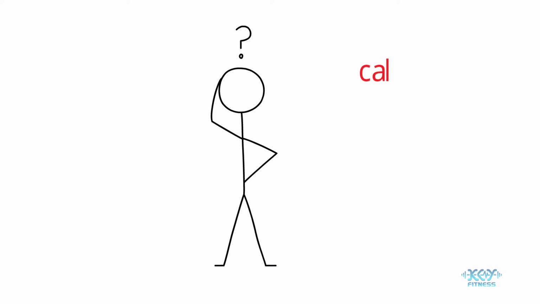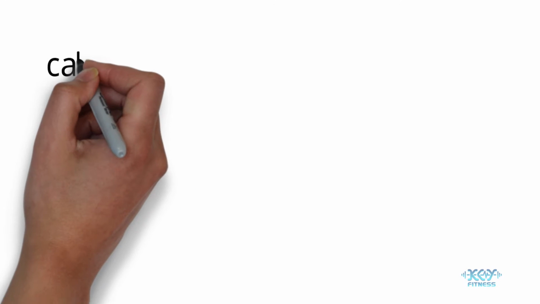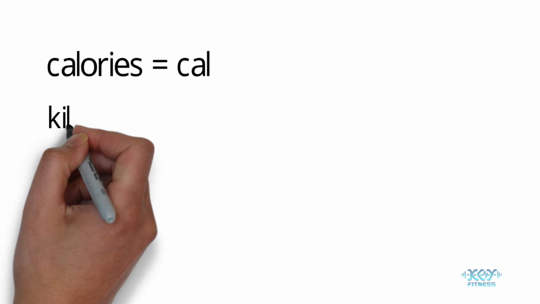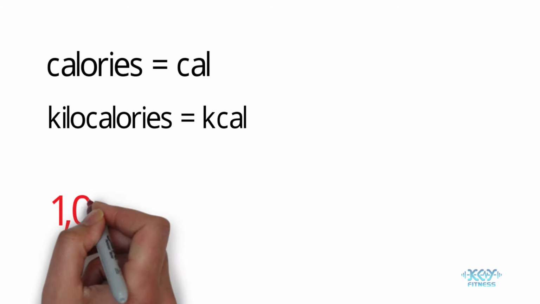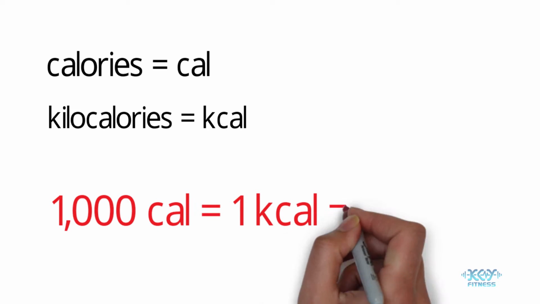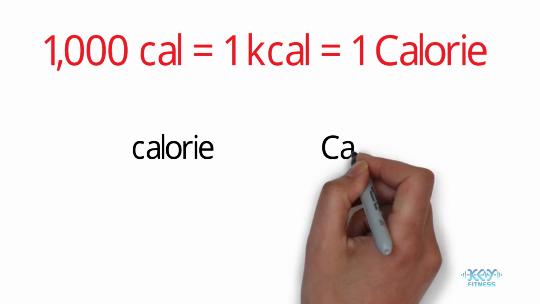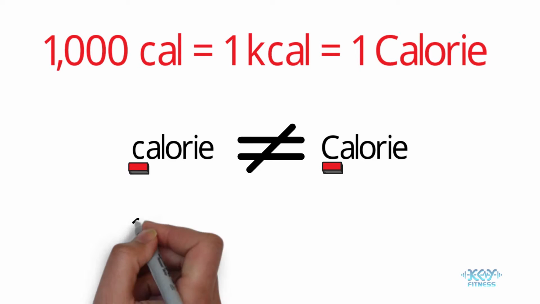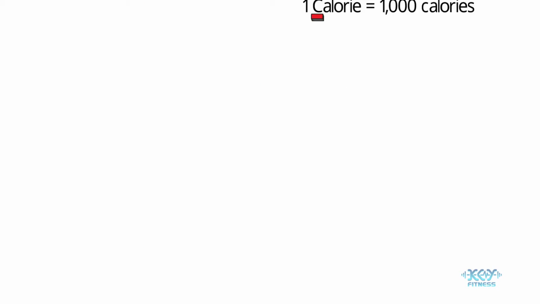You might now be confused about the units and the symbols of calories. Let's make it clear. First, please remember cal is the symbol of calories, while kcal is the symbol of kilocalories. Next, 1000 calories are equal to 1 kilocalorie or 1 Calorie. Note that calorie with a lowercase c is different from Calorie with an uppercase C. The one with an uppercase C contains 1000 units of small calories. I hope you understand better now.